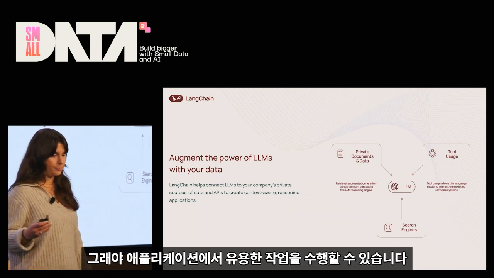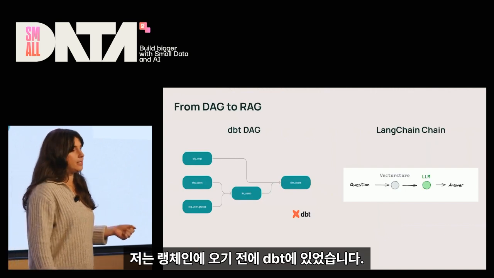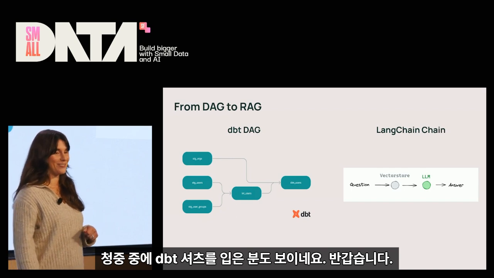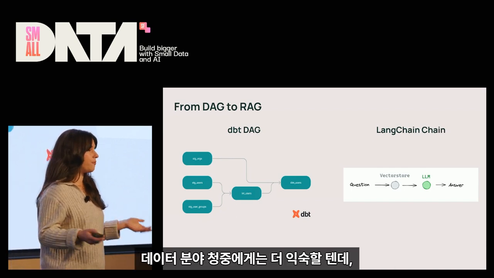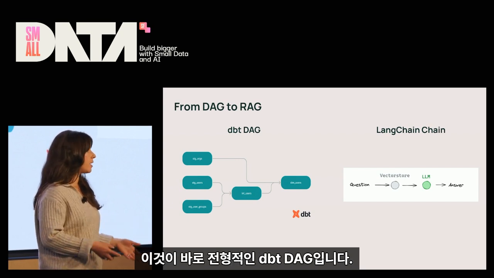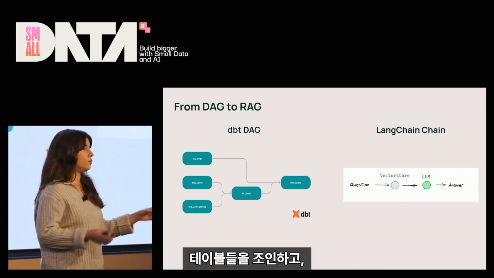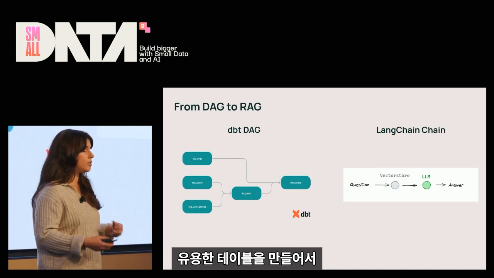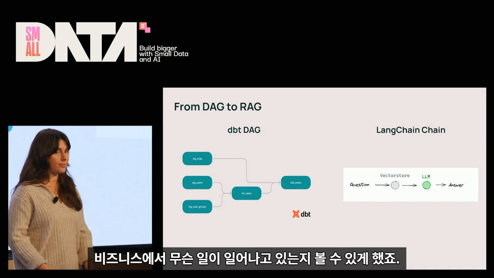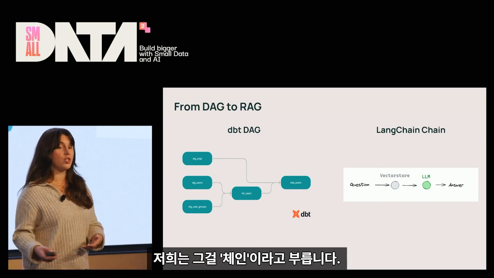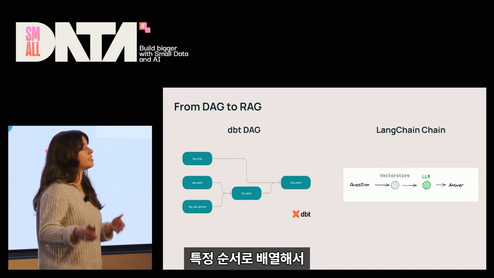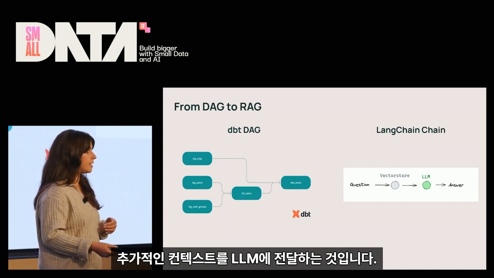And so with that, you're constantly bringing additional information to the power of LLMs so that they can do things in your application. Before I was at LangChain, I was at DBT, so probably a more familiar technology for this audience in data, and what we did there was data transformation. This is a classic DBT DAG where you took raw data in your data warehouse, you joined the tables together, and you made useful tables so that you could see what was happening in your business. At LangChain, we also have DAGs. We call them chains. Chains are discrete steps that you want to order in a particular sequence so that you can bring that additional context to the LLM.